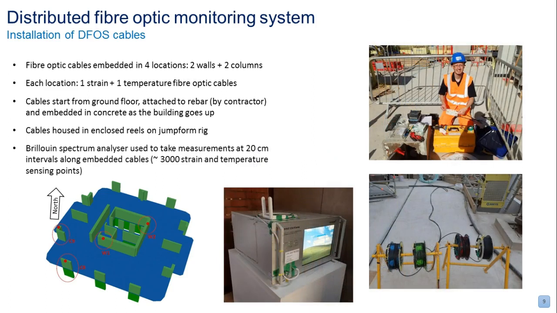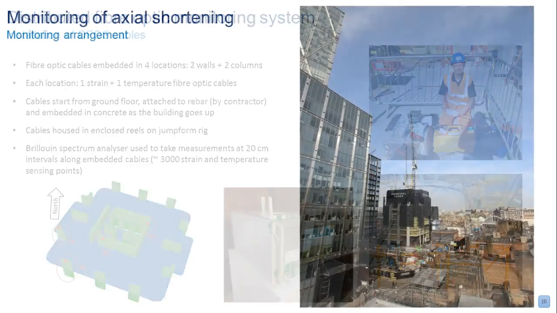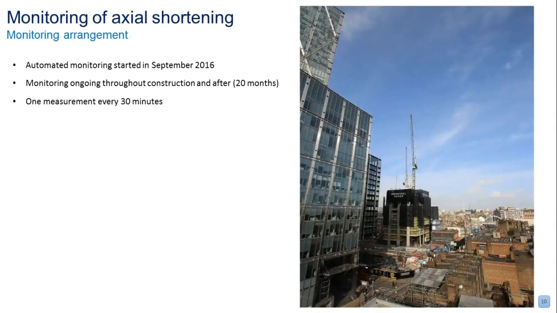At the same time, we were monitoring the strain and temperature of those instrumented columns and walls throughout the construction. So starting from before the construction and lasting for about 20 months, we were continuously taking measurements every half an hour of strain and temperature. And that gave us, over the whole height of the building, about 3,000 measurement points of strain and temperature from a single measurement location.